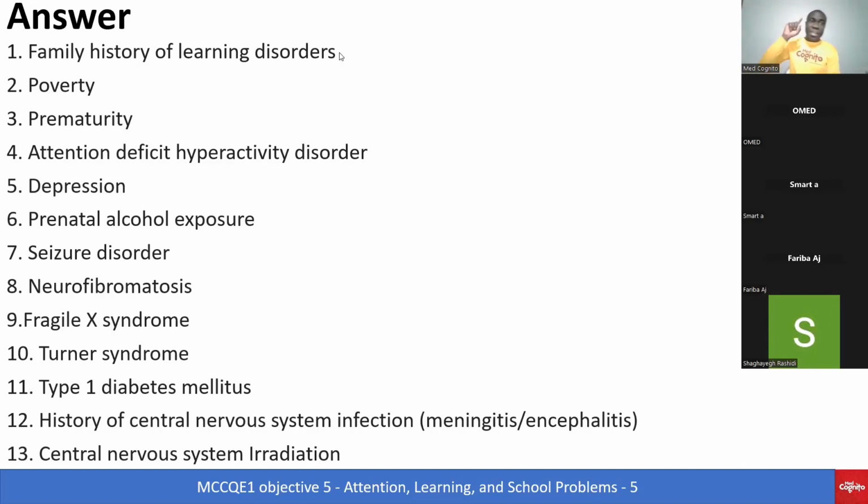So family history of learning disorders, poverty, prematurity in the child, attention deficit hyperactivity disorder, depression, prenatal alcohol exposure, seizure disorders, neurofibromatosis, Fragile X. In fact, all these topics, even though they are just risk factors, if you're able to master them under pediatrics, you are very good. Central nervous system infections like meningitis, like encephalitis.